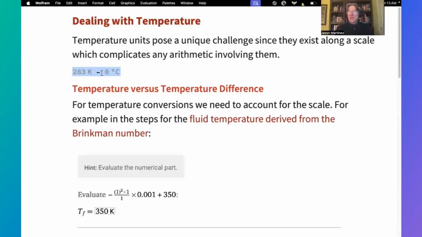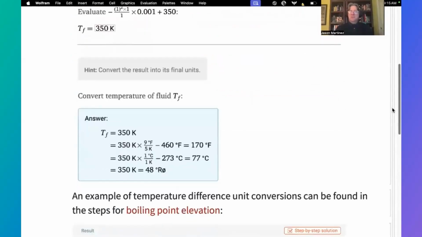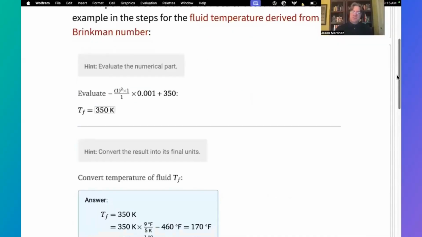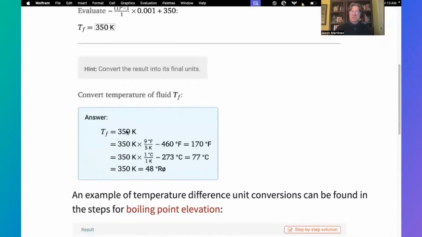Now, with temperature difference, we can do calculations in the same way we would do feet and meters and kilograms and so forth. But for temperatures themselves, we need to account for the 0 point because we're working on a scale. So the first part of this was just to make sure that our various temperature conversions were acting properly. So here we've looked for the fluid temperature from the Brinkman number, and we get an answer in Kelvin, but then we need to calculate that in terms of degrees Fahrenheit and degrees Celsius.